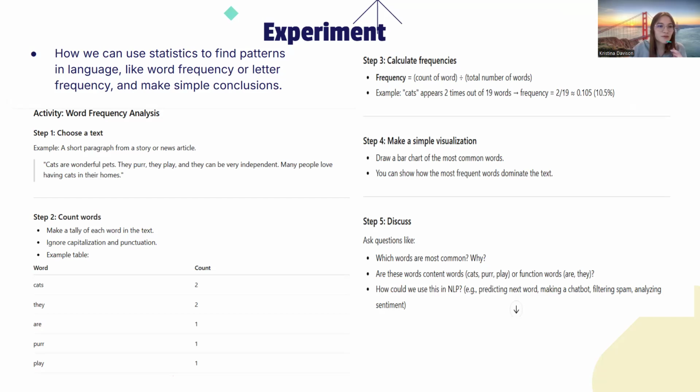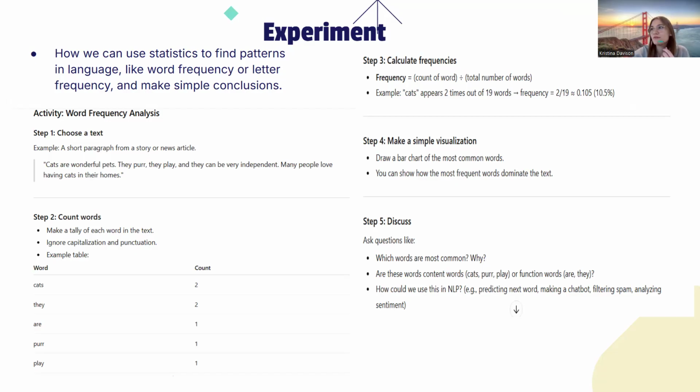So first thing we want to do is choose a text. It can be a short paragraph from a story, article, or even a quote from a movie. But in this case, we're just going to use two sentences, sorry, just simple. So the sentences are, cats are wonderful pets. They purr, they play, and they can be very independent. Many people love having cats in their homes.